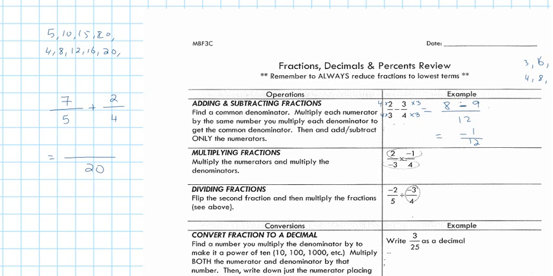What do I have to multiply 5 by to give me 20? 5 times what gives me 20? So, sorry, I shouldn't have said that. I apologize. Since I multiplied the 5 by the 4, then I have to multiply the 7 by the 4 as well. So that's going to be 28. What do I have to multiply 4 by to give me 20? 5. Anything I do to the denominator, I have to do to the numerator. So that's going to be 38 over 20. Any questions about this so far? Yeah?